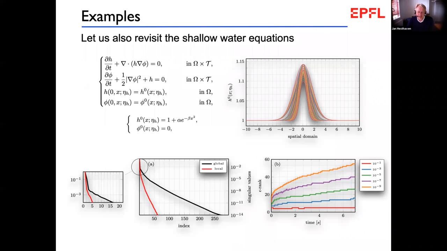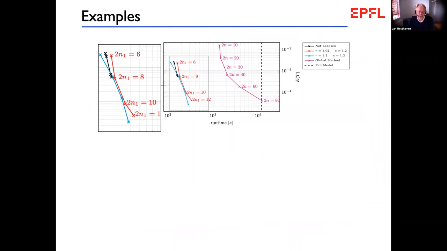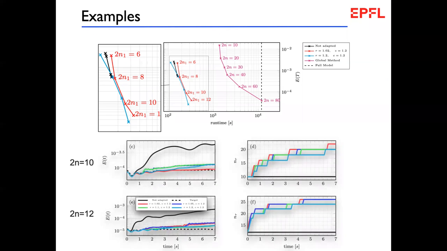The shallow water equation, we've already seen it. The parameter here is the initial conditions. On the left, again, you see the difference in the decay between the global and the local basis. It's not as dramatic as for the nonlinear Schrödinger equation, but nevertheless, it's the same picture. Again, you see a great advantage in terms of accuracy by having the basis evolve. And here you can also compare with the cost of the reduced order model using a global basis. You can see that for the reduced order model with a global basis, when the size of the basis is 80, it is as costly as the full order model. Whereas with the local model, you can gain maybe a factor of 50 in runtime.